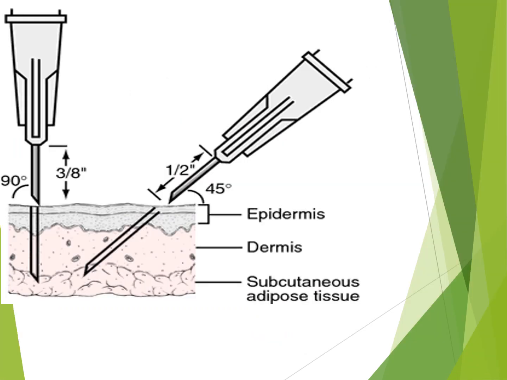This gives you a look at giving a subcutaneous injection, okay? Either at 90 degrees, where you'll use a 3/8 inch needle, or if you're giving it at a 45, preferably a 1/2 inch needle. Again, especially with an insulin syringe, you want to make sure that you're doing it appropriately.